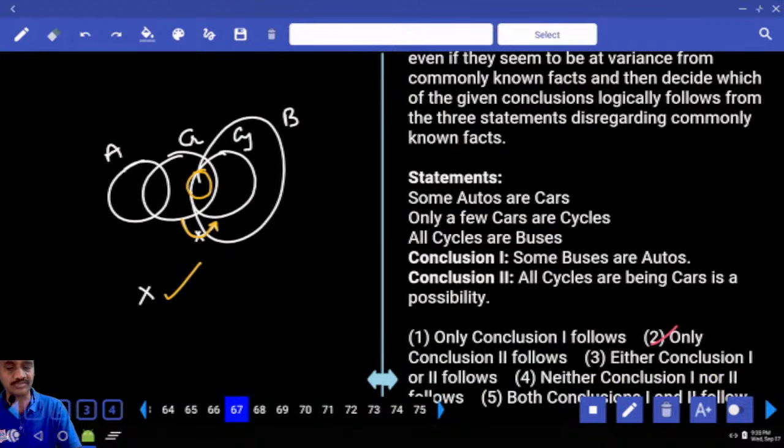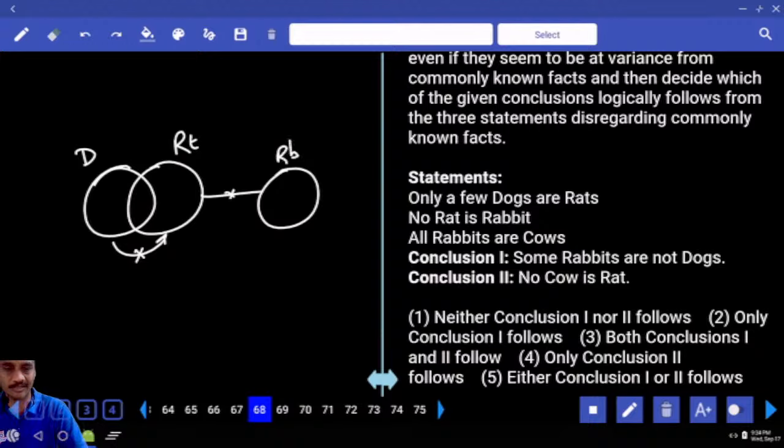Then 68. Only a few dogs are rats. Some of the dogs are rats but not all. This entire dog is not a part of this rat. No rat is rabbit. Now this is rat and this is rabbit. No intersection between rat and rabbit. All these rabbits are what? Cows. Entire rabbit is a part of cow.